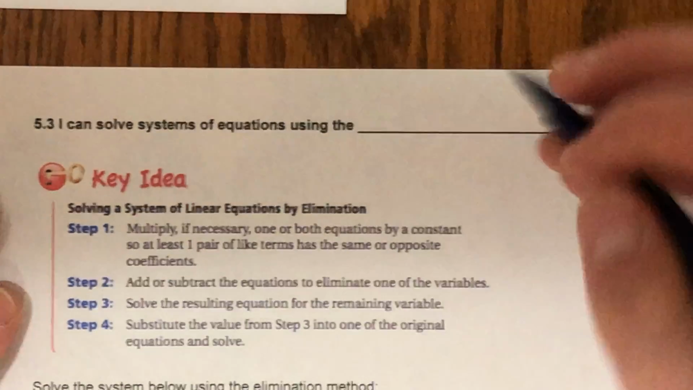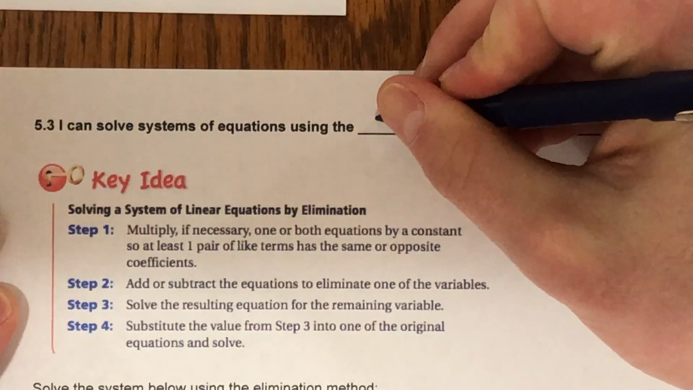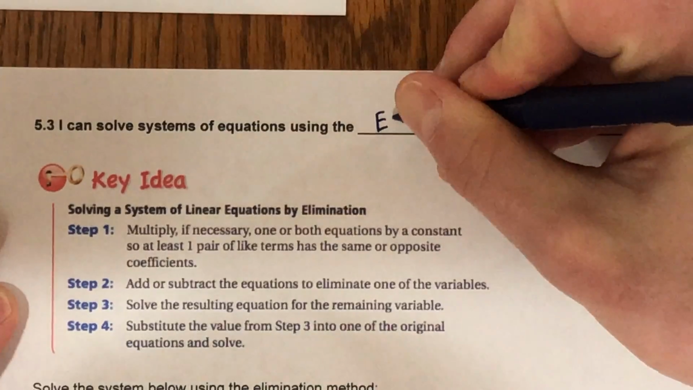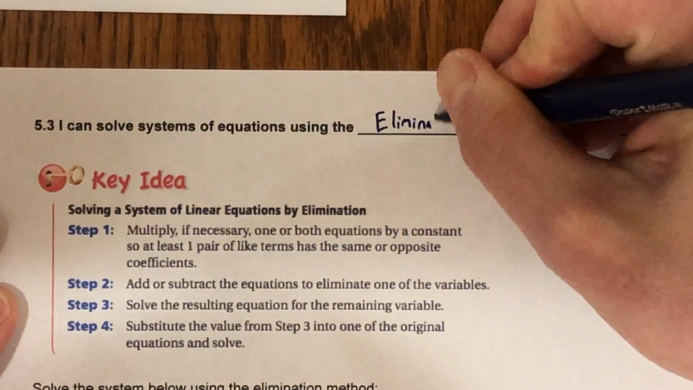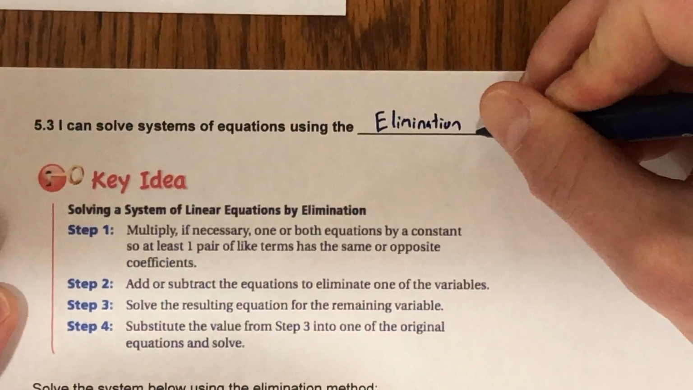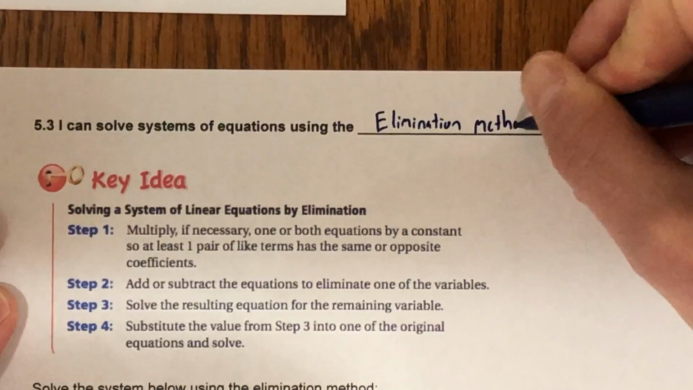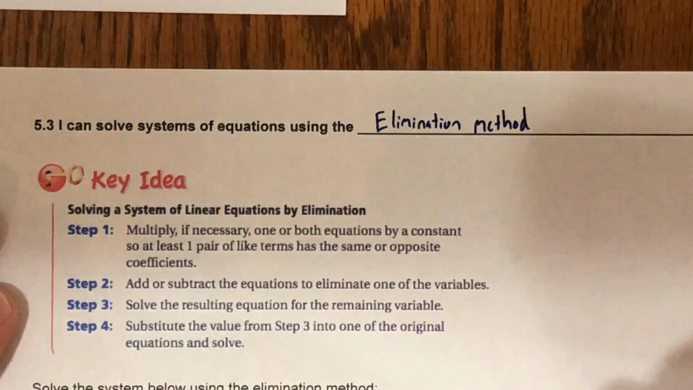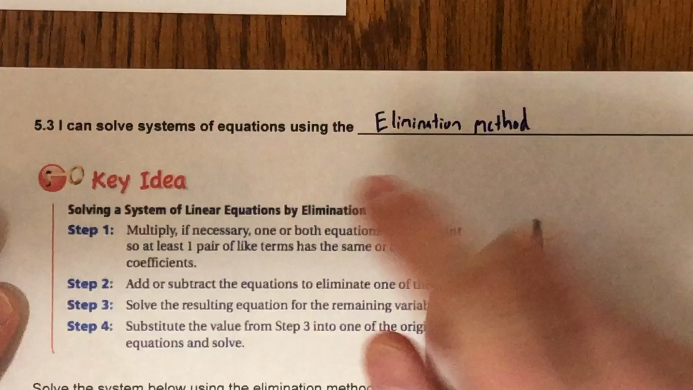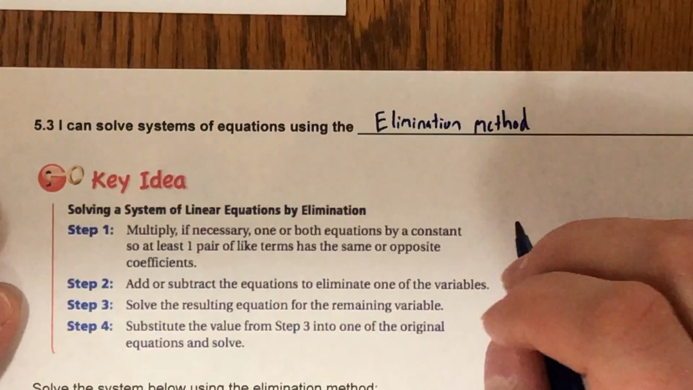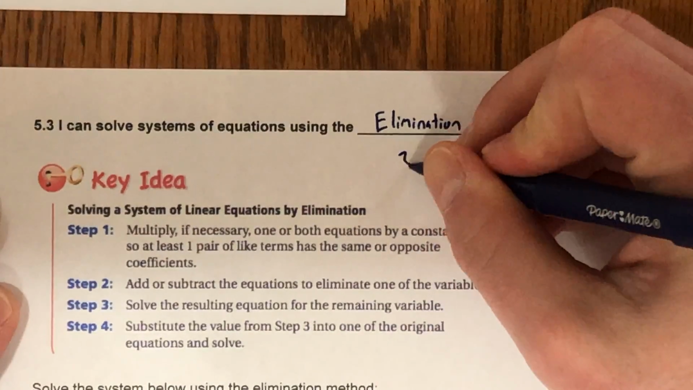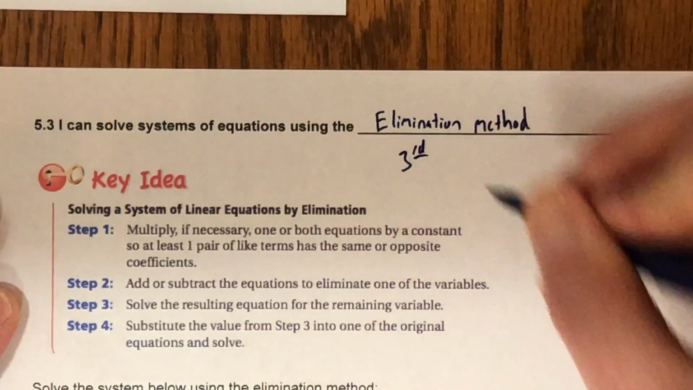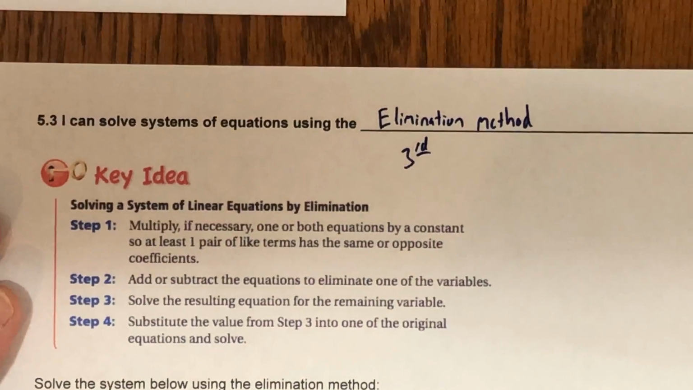Okay, team, here we are solving systems of equations using the elimination method. So we have already learned how to find a solution by the graphing method. That was our first way. We've also learned how to do this using substitution, our second way, and this is our third way, and a lot of you are going to like this the most.